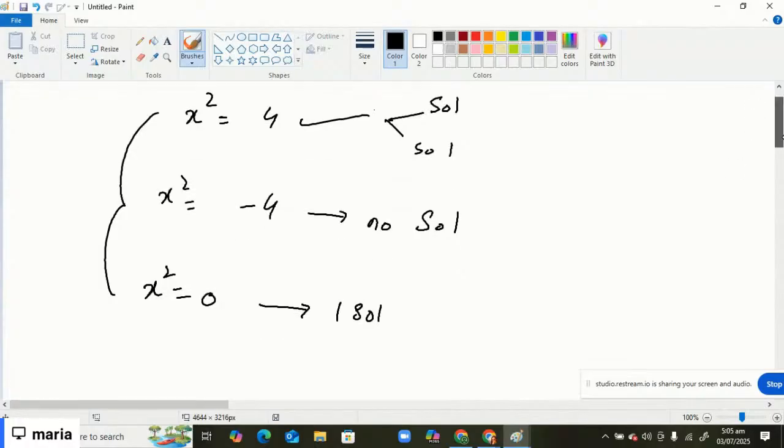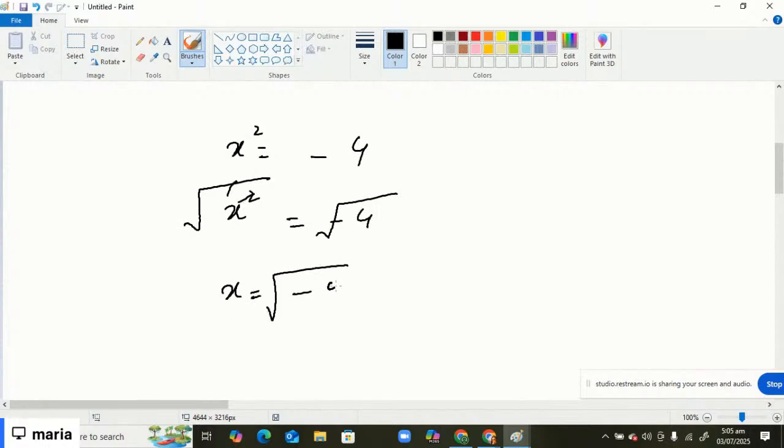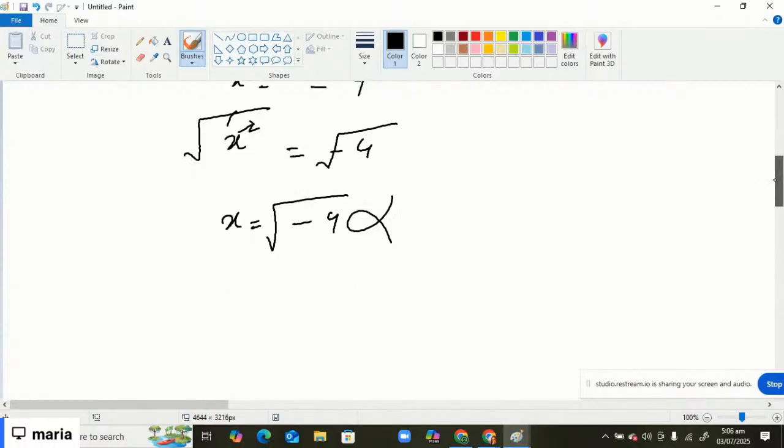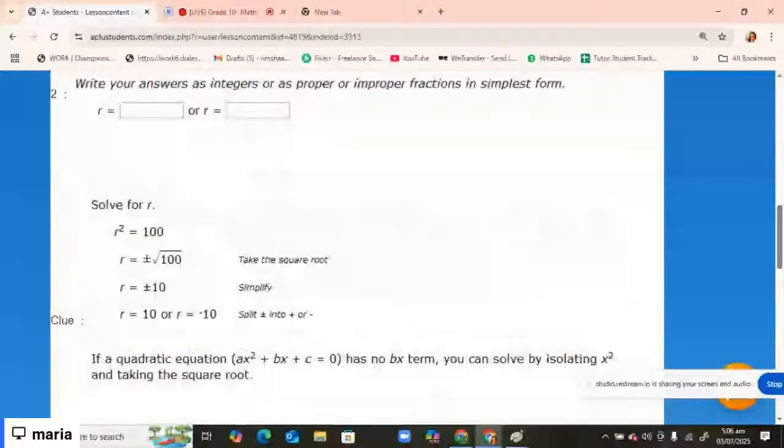Let's see why there is no solution. For example, your x square is equal to minus 4. You take the square root on both sides. This should be cancelled, so x is equal to the square root of negative 4. So this is not a proper solution. There is no solution for this. But when there is a positive number, it has a solution.